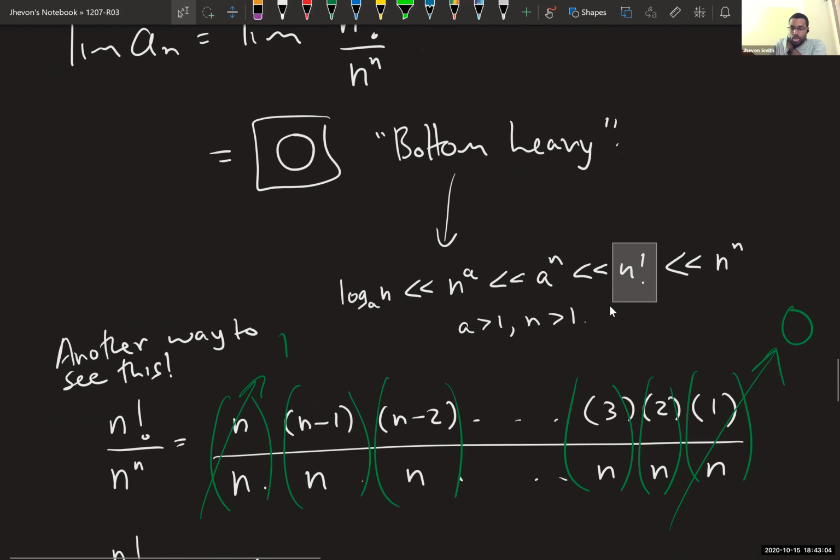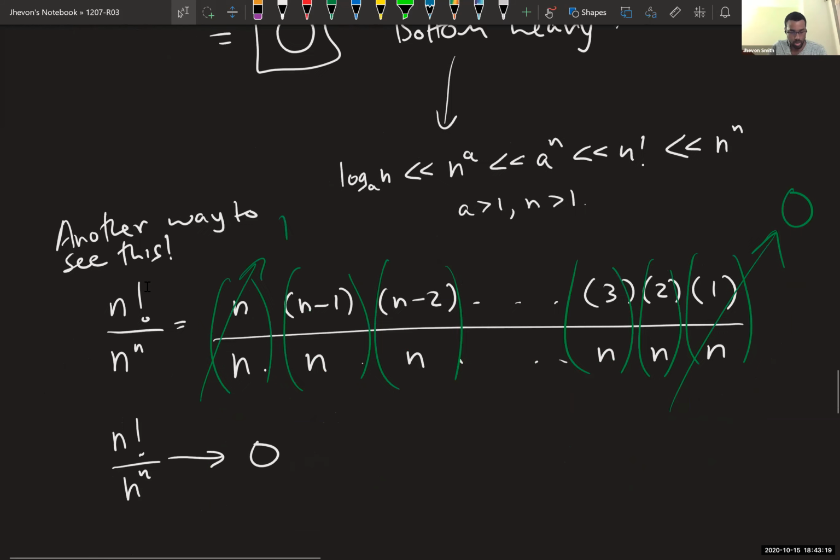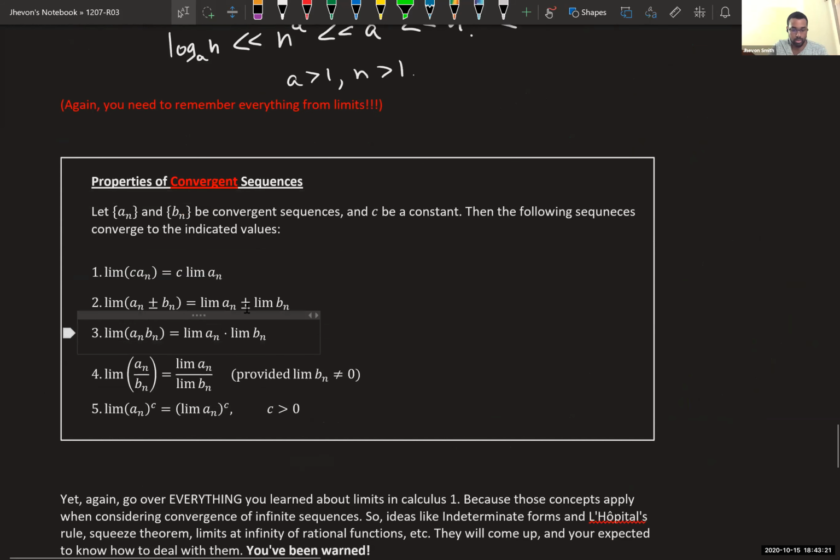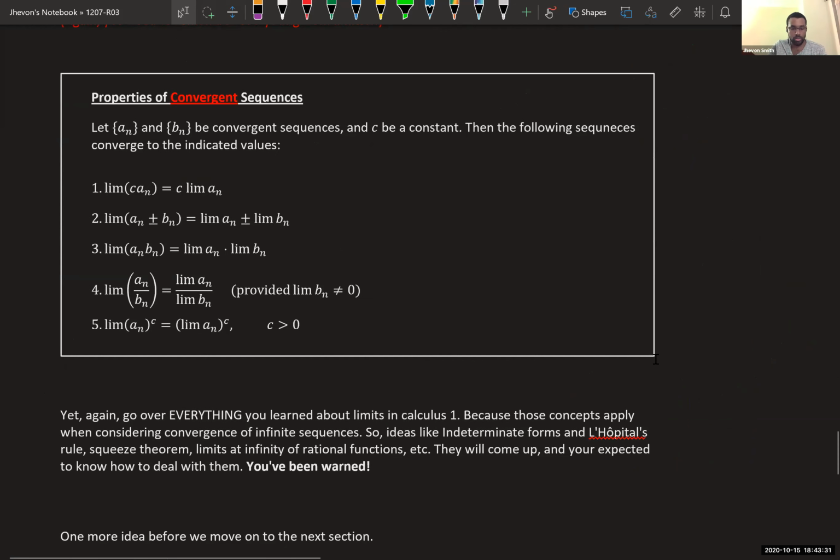The factorial grows much slower than the variable exponential. So you take an exponential function and you make the base itself also a variable. That grows super fast. It'll grow faster than a factorial. And these properties hold for convergent sequences. So all your familiar nice limit properties that you have from Calc 1, you can assume they will work here as long as your sequence converges and you're not doing something like division by zero.